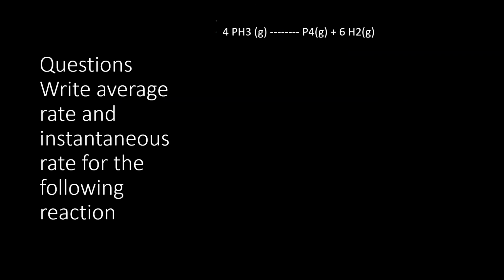So here we will do a simple question. The question is, write the average rate and instantaneous rate for the following reaction. The reaction is given: 4PH3 giving P4 gas plus 6H2 gas. So here there is only one reactant and two products. So how can we write the average reaction rate? Let's see.